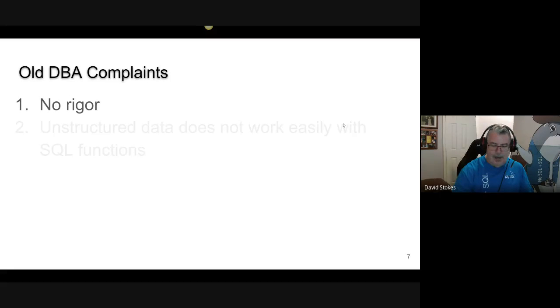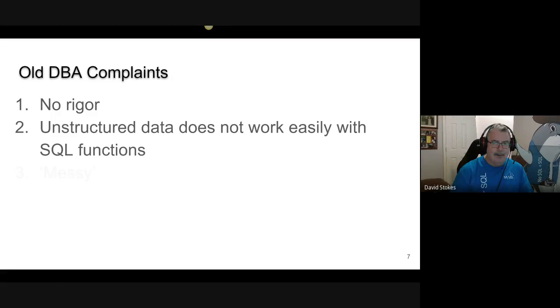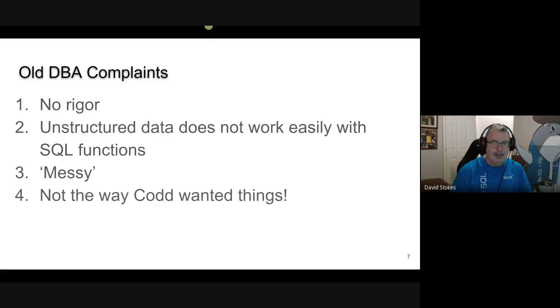Now, if you're an old DBA like I am, there's a lot of complaints about suddenly having all this stuff show up in JSON. There's no rigor, and we'll talk about how to get rid of that. Unstructured data does not usually work well with SQL functions. We'll talk about that. Messy. Yeah, it can get messy and cumbersome. And it's not the way that Edgar Codd wanted us to do stuff, which is probably the most valid complaint. It breaks a lot of the rules of the relational model. But things have evolved away from that.